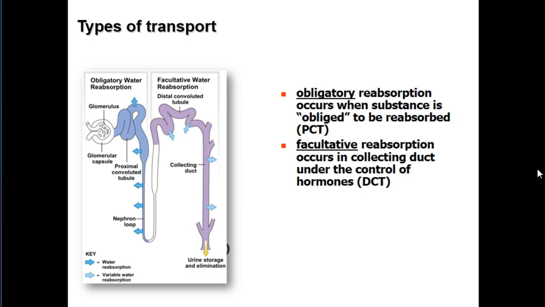Types of reabsorption could be divided into obligatory and facultative. Obligatory reabsorption occurs in the proximal convoluted tubule. That is when the substance is obliged to be reabsorbed. It's a must. Facultative reabsorption occurs in collecting ducts, and it's under the control of hormones, and it depends on the concentration of a substance in the bloodstream. So DCT and collecting ducts, the facultative reabsorption, and obligatory in PCT.